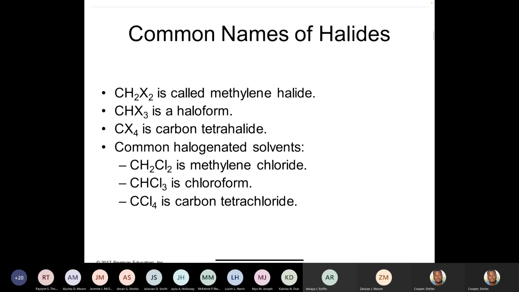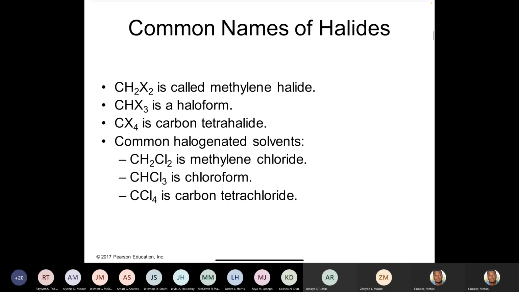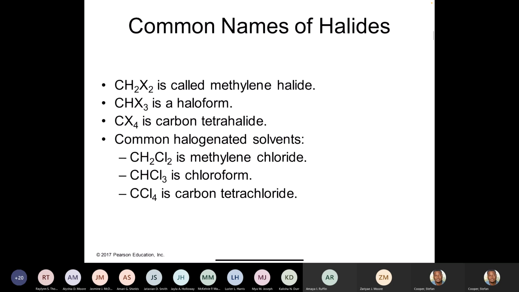So please be familiar with the methylene halide naming, the haloform naming, and the carbon tetrahalide naming. Again, a halide is any group 17 element. You have probably heard of chloroform because people use it to pass people out. I read sometimes in the paper that somebody got kidnapped and they used chloroform on a napkin to cause that person to pass out. Chloroform is very volatile, so if you smell a lot of it, you'll probably just faint.